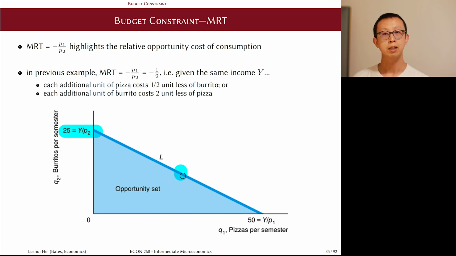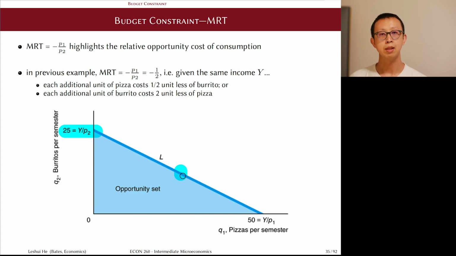More generally, given the prices of two goods P1 and P2, whenever we want to purchase an extra unit of good 1, we have to decrease a certain amount of good 2 to free up some budget. And the amount of good 2 we need to free up is exactly the amount just enough to pay for 1 unit of good 1, which is P1.